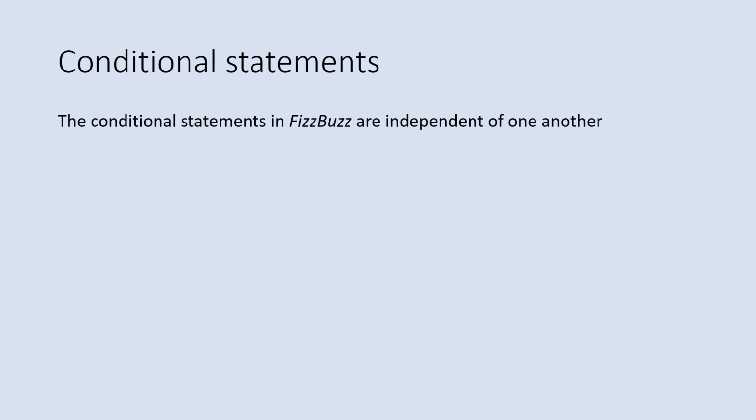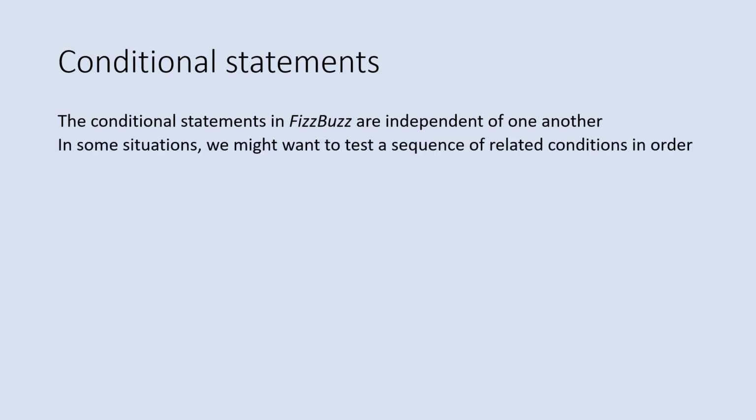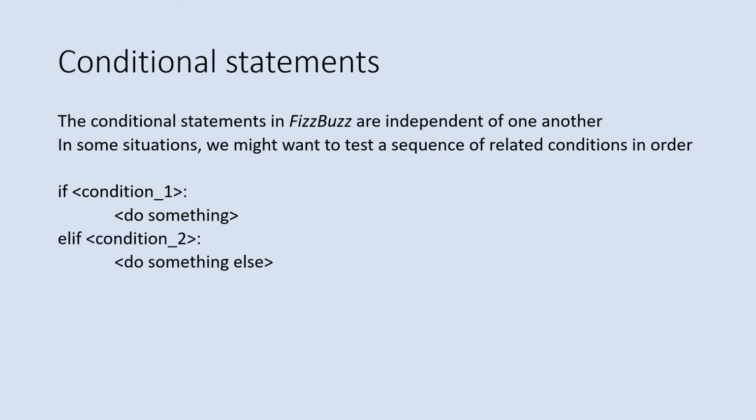Those conditional statements in FizzBuzz are independent of each other. If something is divisible by 3, it doesn't tell you anything at all about whether or not it's divisible by 5. And so we had separate if statements in those cases. But in some situations, we might have a sequence of related conditions that need to go in a particular order. And so if we had condition 1, then do something. Condition 2 might be not independent of condition 1. It might be that if you see condition 1, you immediately do this thing. But if you don't see condition 1, then you're going to maybe check to see if condition 2 is satisfied.